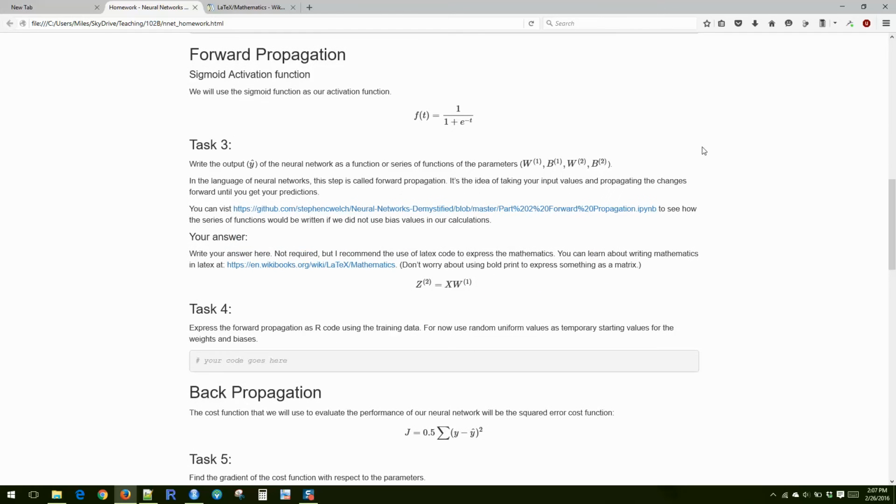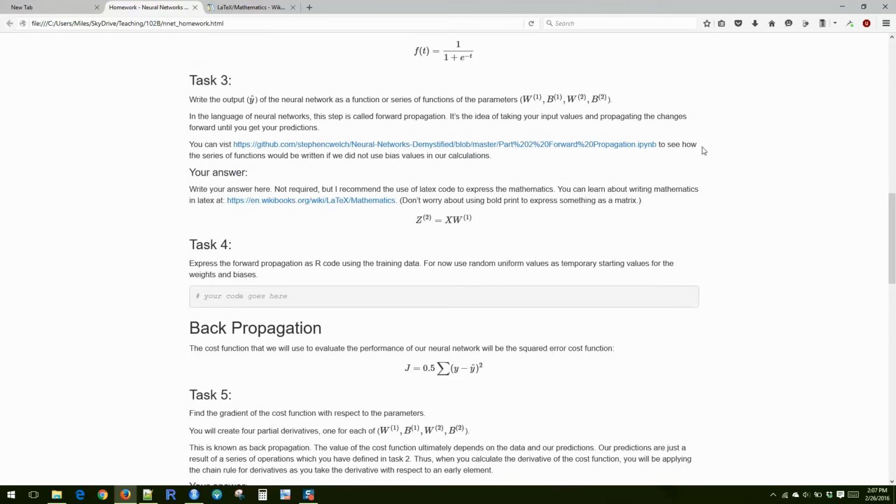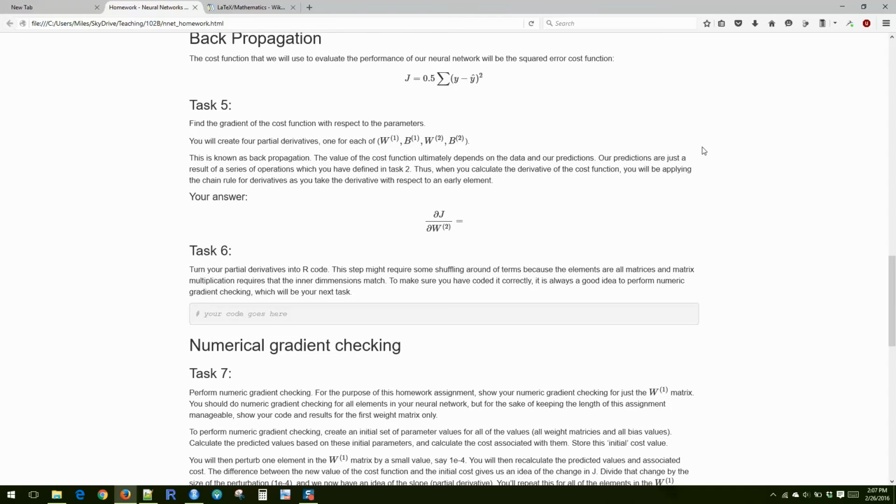You'll explain the forward propagation and write that in code, and then you'll do the back propagation, which is effectively finding the gradients, and write that in code. Yes?